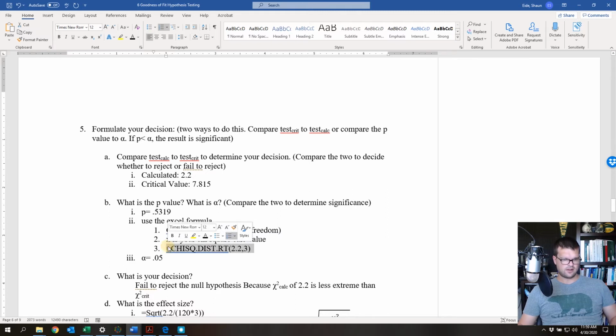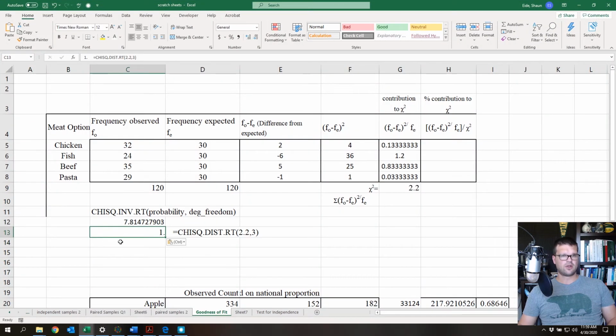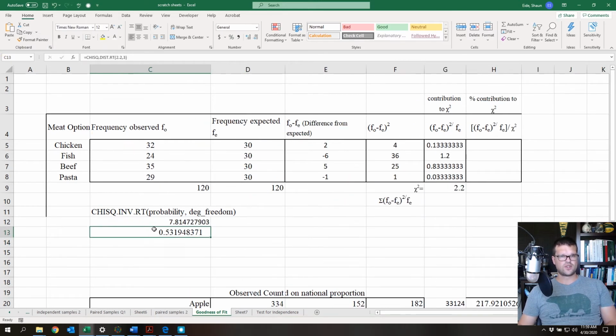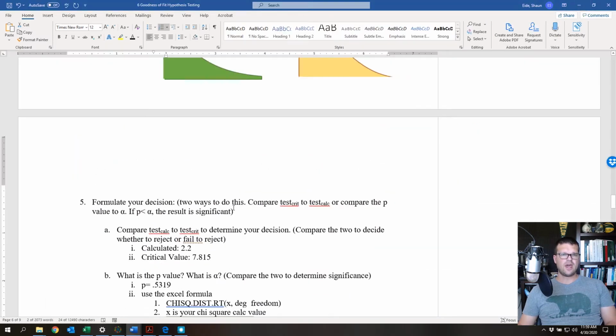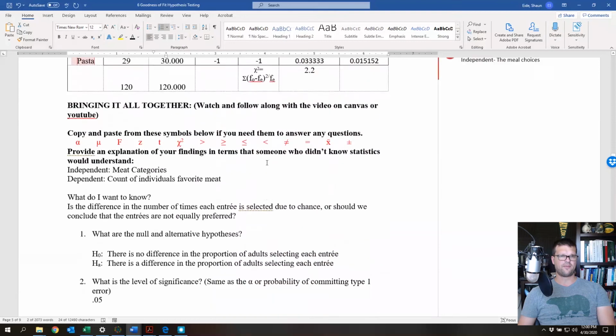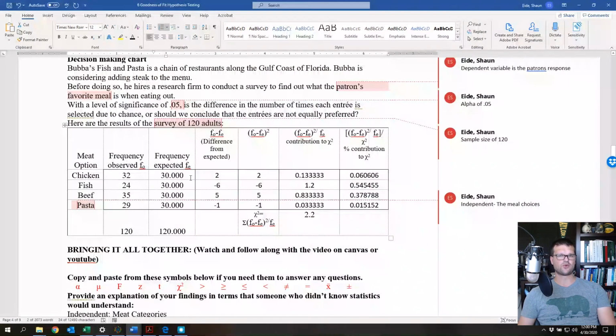So I'm just going to copy and paste this, Control C, and I'm going to go to my scratch sheet, and I'm going to put Control V, except I'm going to get rid of the 1, which gives us 0.5319 or 0.532. In other words, we have a 0.532 probability of getting a 2.2 or higher. So in other words, there's a 53% chance, assuming that the null hypothesis is true, assuming that there is no difference between all of those categories, there's a 53% chance of us getting the exact result that we got, or something more extreme.